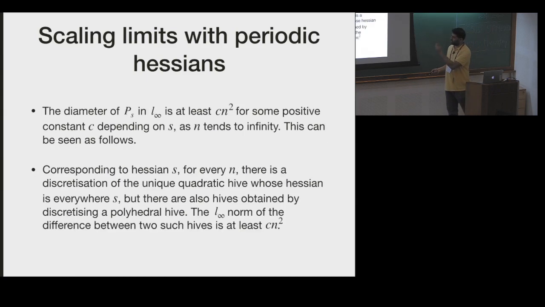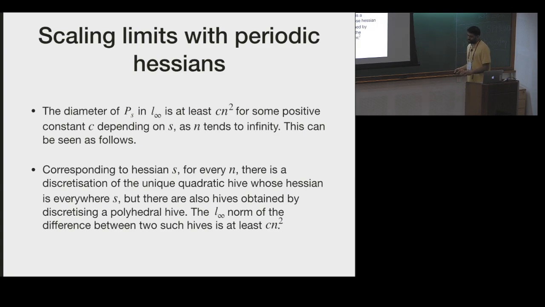The first observation is that the polytope that you get when you give these periodic boundary conditions has an L infinity diameter that is bounded below by n squared. So how can you see this?